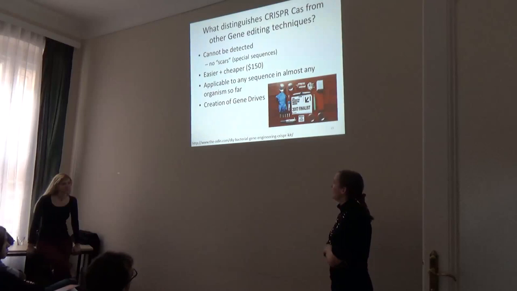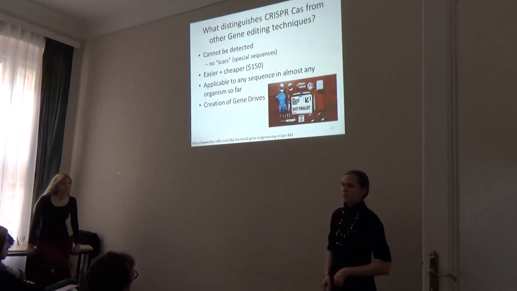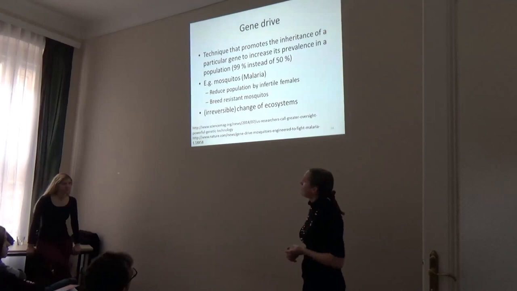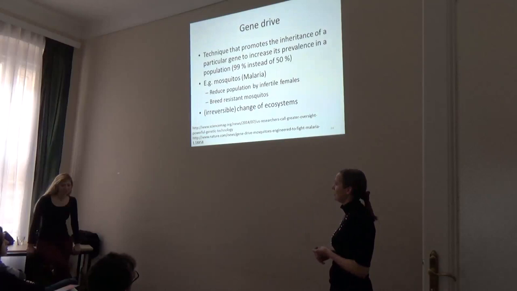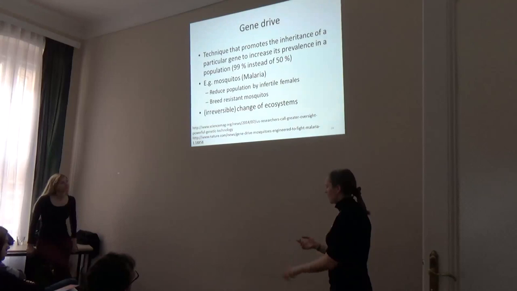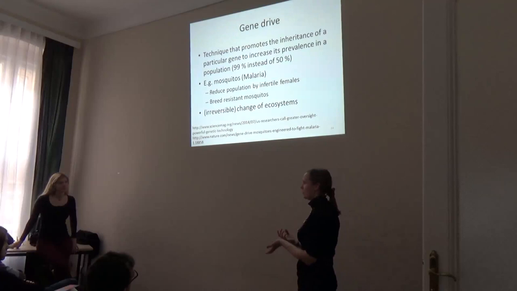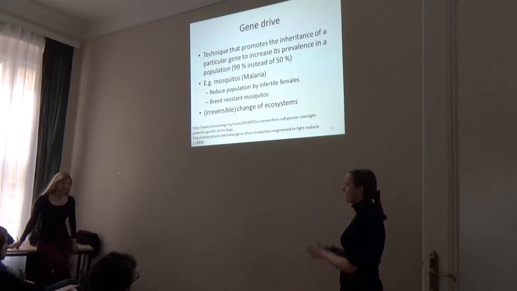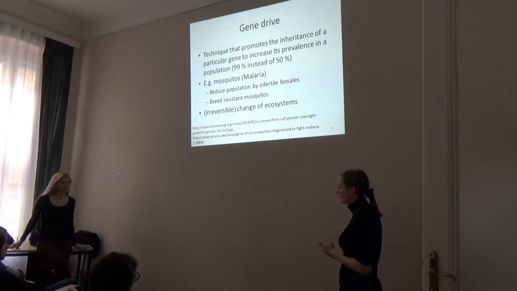And it's the first efficient approach to the creation of gene drives. Gene drives are simply techniques that promote the inheritance of a particular gene, to increase its prevalence in a population. For example, when you have two copies of the gene and you modify one copy with CRISPR-Cas, the special characteristic is that this one modified copy can itself modify the other copy. So you have two modified copies, and of course if both of your copies are modified, your children will be modified with this too.